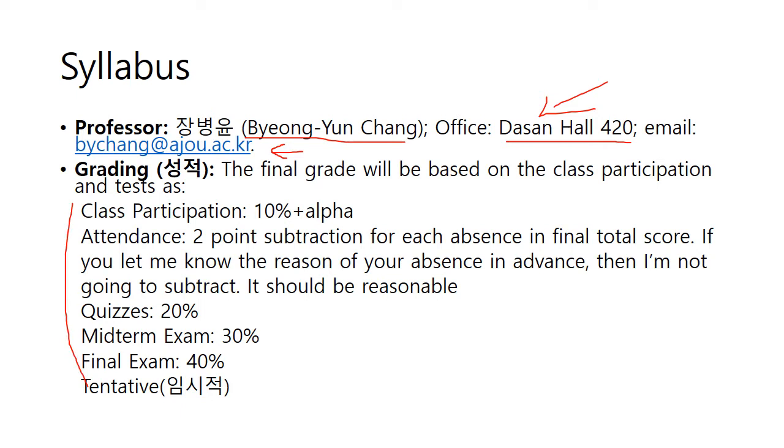Okay. This is my grading policy. Class participation is 10 plus alpha. If you are very good, then I'm going to give you more points. And this is the attendance policy: 2 point subtraction for each absence in the final total score. It's huge, so do not miss class. This is the exception: if you let me know the reason for your absence in advance, then I'm not going to subtract. But your explanation should be reasonable.